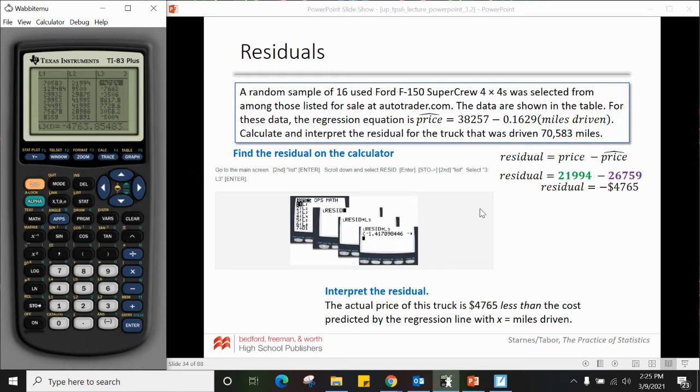We'll come back to using these residuals in a little bit. But if you're ever asked to find the residual, this might not be a bad way to check your work, to make sure you actually did the residual correctly, especially understanding if it's negative or positive.